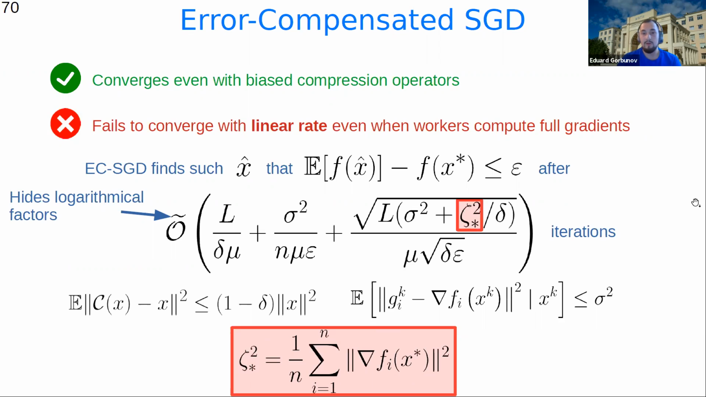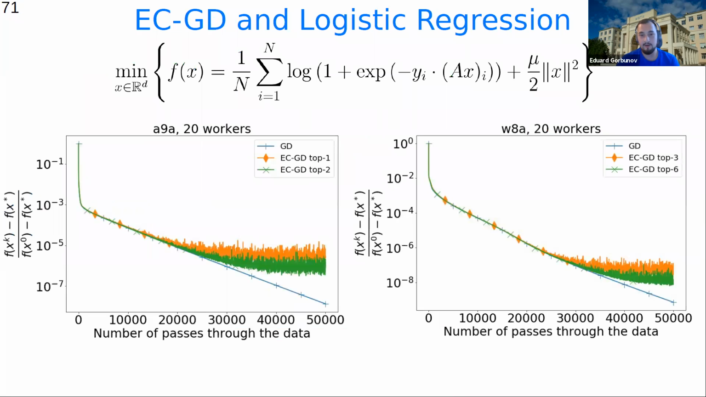And one may ask a question: are these bounds tight or not? Probably our analysis has some artifacts, and that is why we do not succeed to show a linear convergence rate. And the answer is that it is not an artifact of the existing analysis.